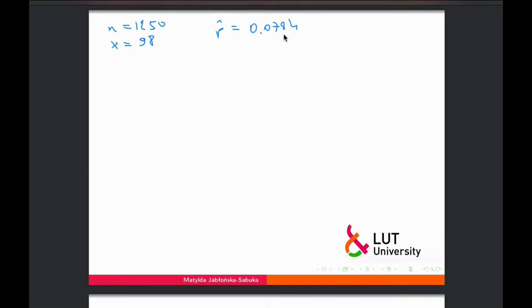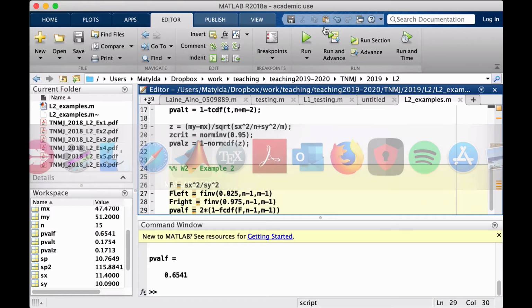0.0784. If we require a confidence level of 99%, then we use the critical value from the normal distribution that is respective for 99%. Now we want the two-sided confidence interval, which means that we need the critical value respective for alpha over 2. So that means that 0.005, because that's 0.5%.